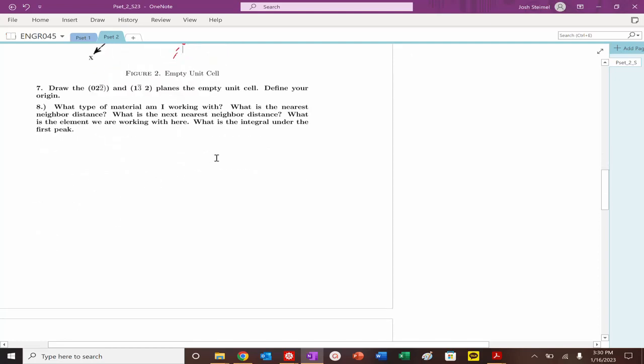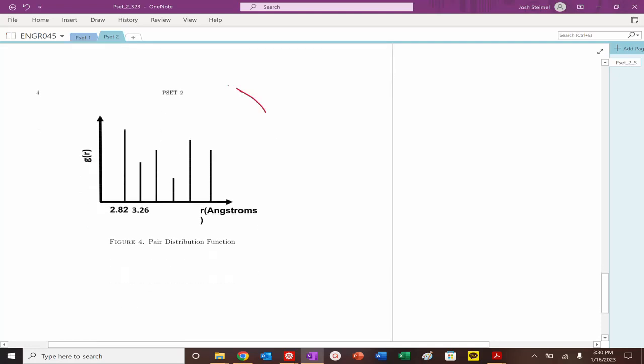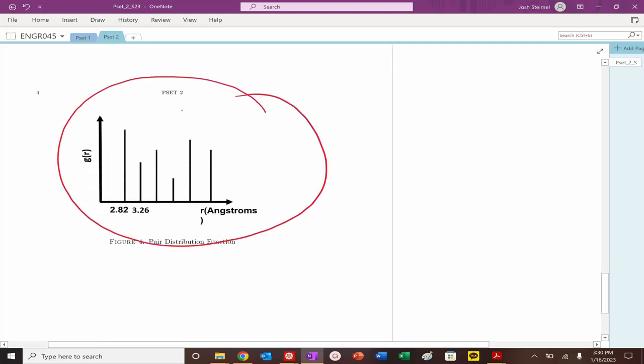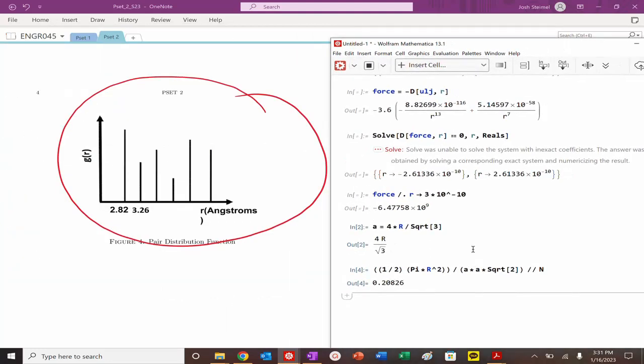So now we're looking at a material or PDF like this. So we know that this is a metal. I know that 2.82 is my nearest neighbor distance. So let's go ahead and look at it here. So my atomic radii, or my R naught, is going to be 2.82 angstroms divided by 2, 1.41.